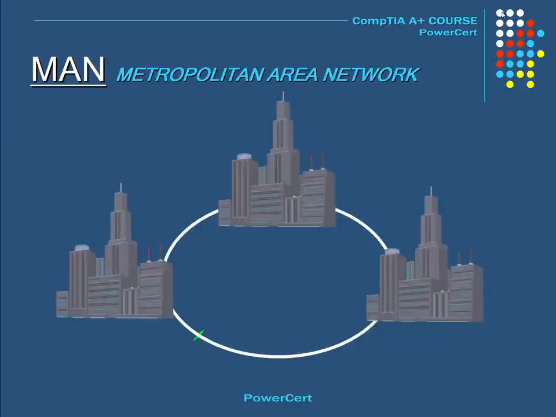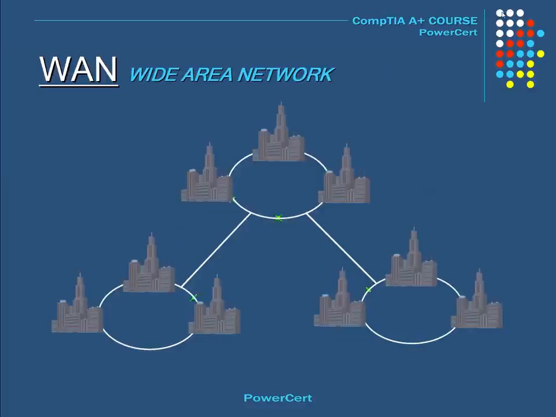A MAN stands for Metropolitan Area Network. Now, this is a larger network than a LAN. It's a network that spans over several buildings in a city or town. MANs are typically connected using a high-speed connection, such as fiber optic cable. And finally, there is the Wide Area Network, or WAN. And a WAN is the largest type of network. It's a network that spans over a large geographical area, such as a country, continent, or even the entire globe. A good example of a wide area network is the Internet.